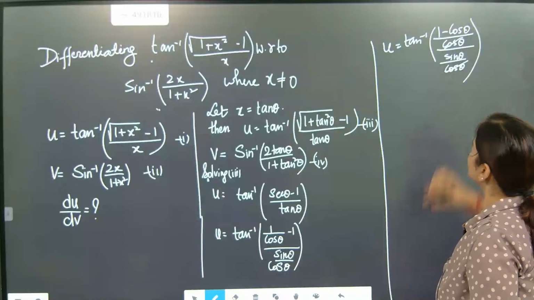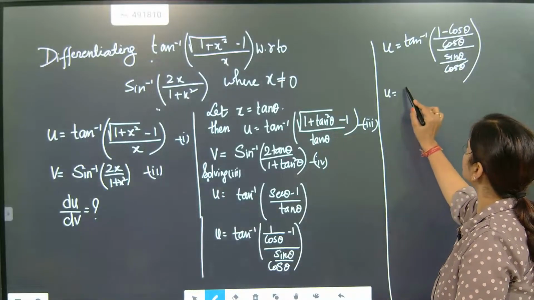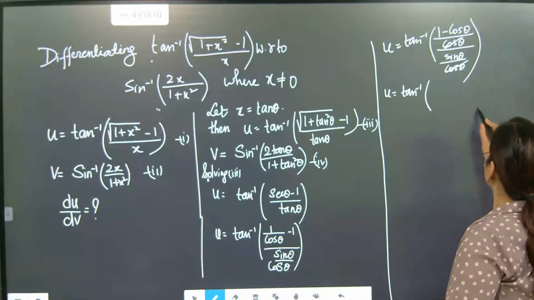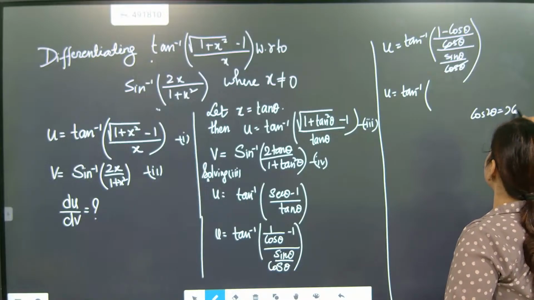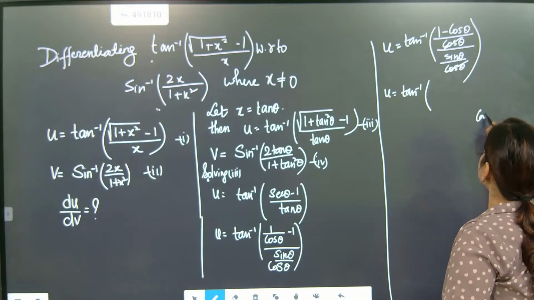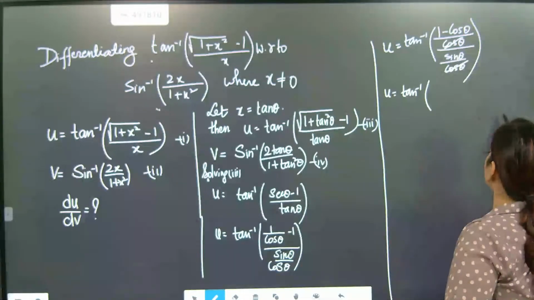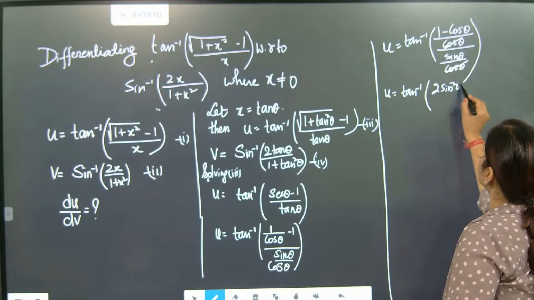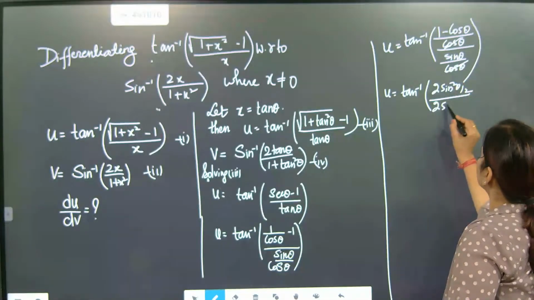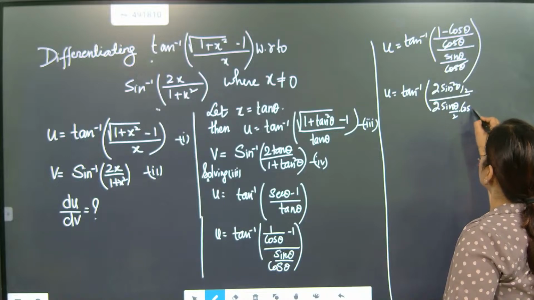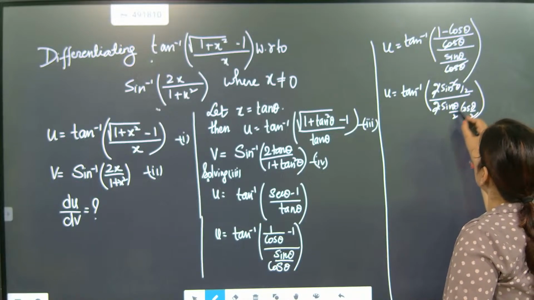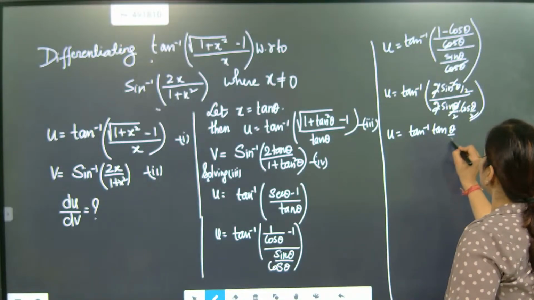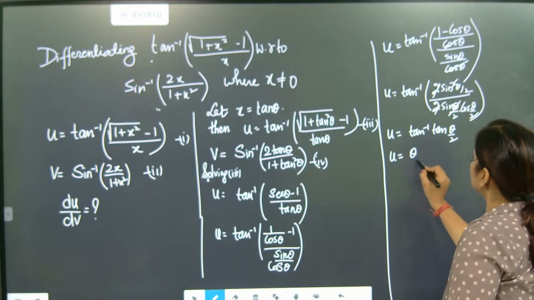So cos theta will get cancelled. What will 1 minus cos theta become? Check. Cos 2 theta is 2 cos square theta minus 1. So 1 minus cos theta will become 2 sine square theta by 2, and sine theta will become 2 sine theta by 2 into cos theta by 2. So this and this will get cancelled. u is equal to tan inverse tan theta by 2. So u is equal to theta by 2.